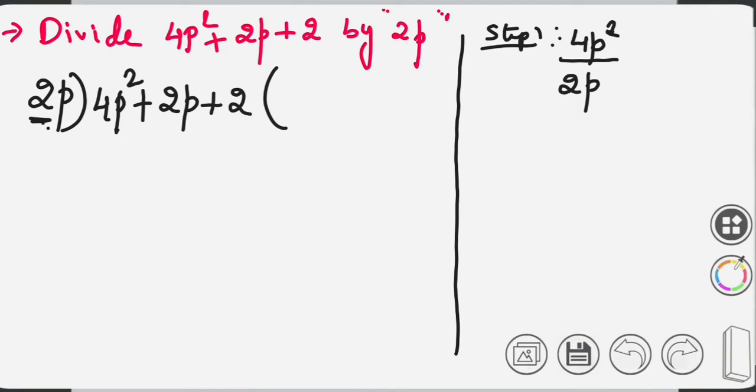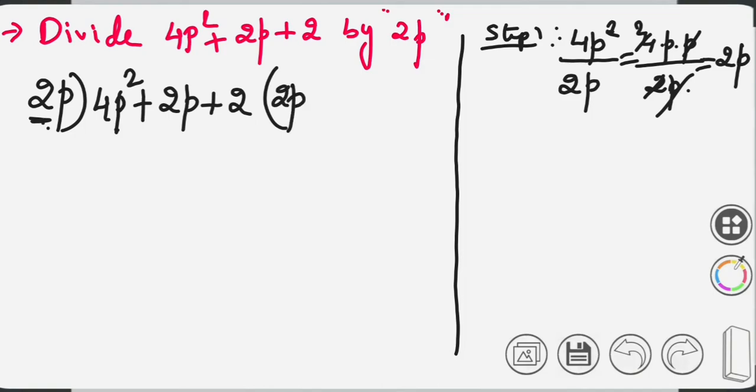So 4p square, if you observe, is 4 into p into p, by 2p. So one p and one p cancel, and 4 by 2 gives 2. Then you get 2p here. So you will get 2p as the first step. So the first term of the quotient becomes 2p. And then you have to write a polynomial. What polynomial you have to write in step 2, we will see.